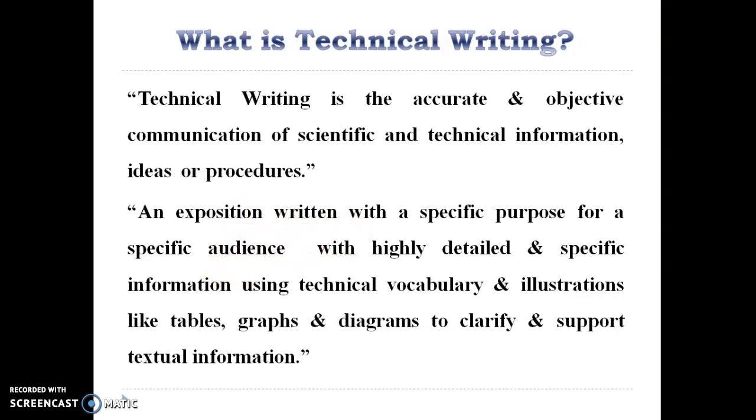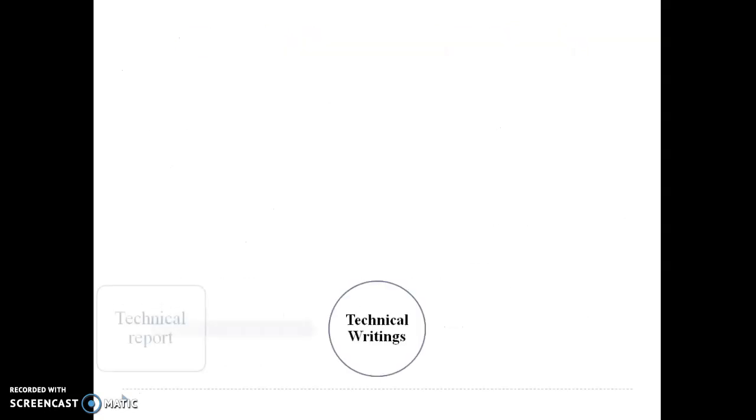Now let's move on to know what are the different technical writings you will be writing as a professional. So the first technical writing you might need to write is a technical report. A technical report is basically a document that records an event that has already taken place. For example, if you complete a project, so you write a technical report of it.